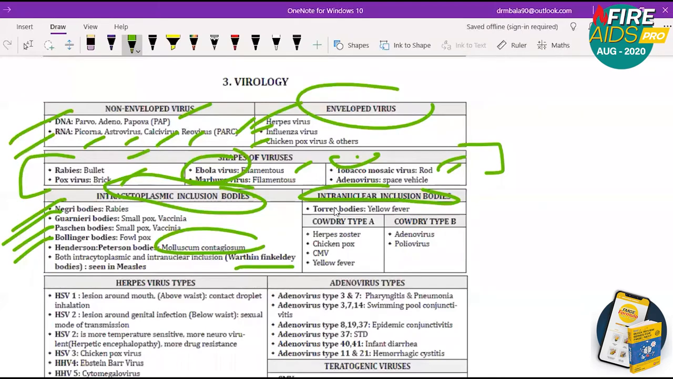So these are straight points that you should memorize. Then Torres bodies are found in yellow fever. Cowdry type A and type B are there. These bodies could be found in different formats, but whenever we talk about Cowdry, you need to remember herpes zoster. So basically Cowdry means you should remember herpes zoster. That is very important.